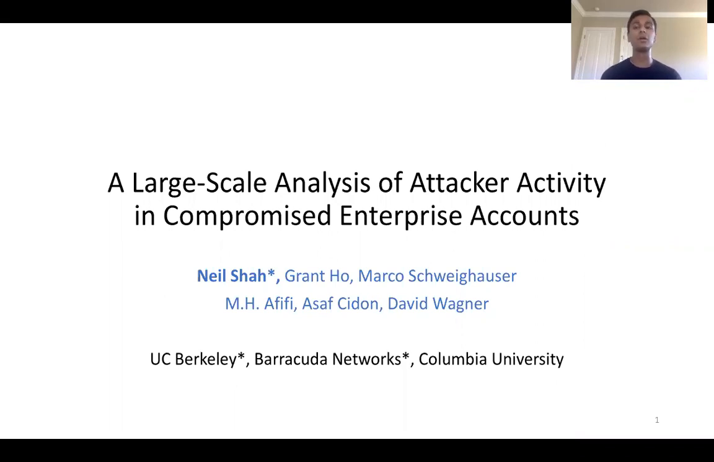My name is Shah, and today I'm going to be sharing some cool and innovative work I did while at UC Berkeley, working alongside Grant Ho, my advisor David Wagner, and a wonderful host of colleagues and collaborators from Barracuda Networks and Columbia University. Our work that we will be presenting today focuses on understanding attacker activity in compromised enterprise accounts at scale.